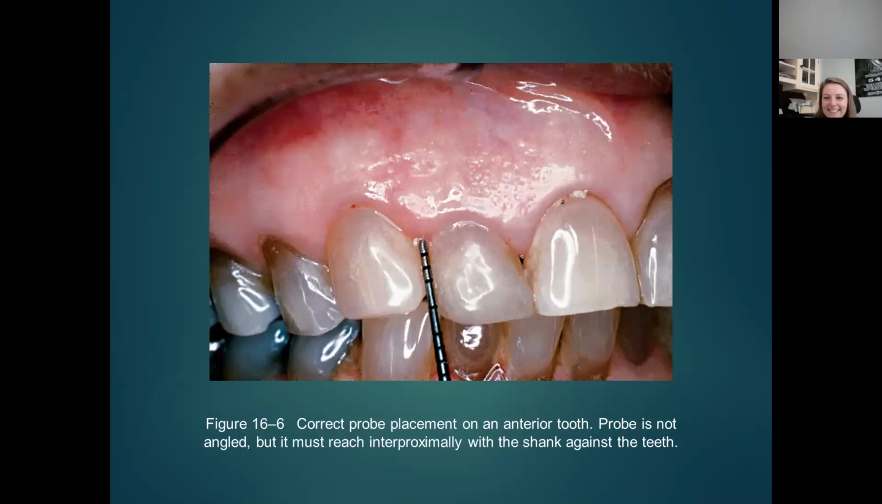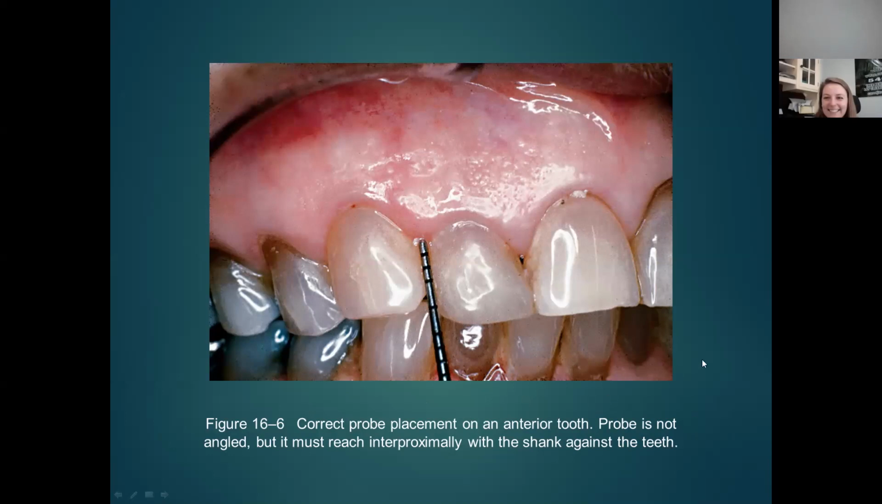So this is more in line with the type of probes that we see now. This again is a Williams marking probe where you've got 1, 2, 3. Then the next line is 5, 7, 8, 9. So that's the Williams probe. We're using a UNC probe where it's 1, 2, 3, and then you've got a thicker black line for 4 and 5, and then it goes up from there.